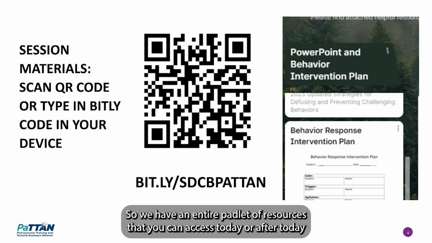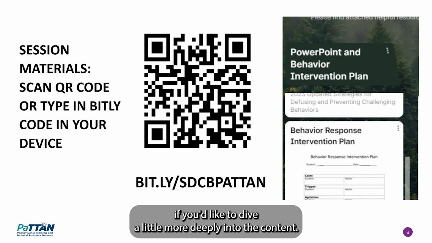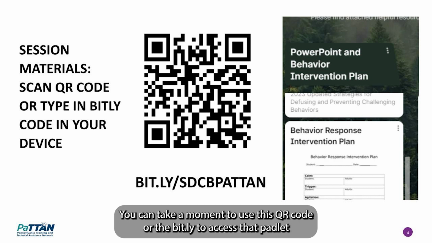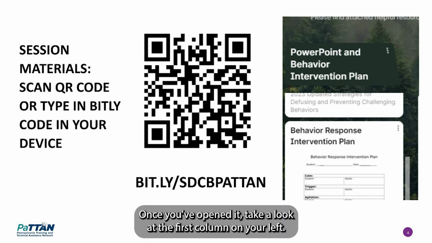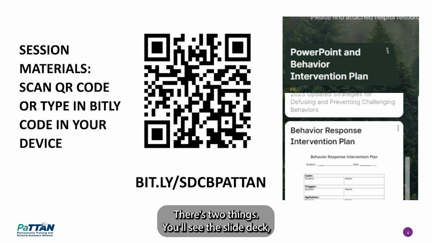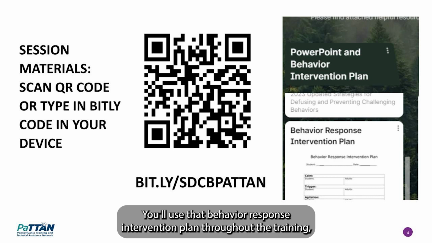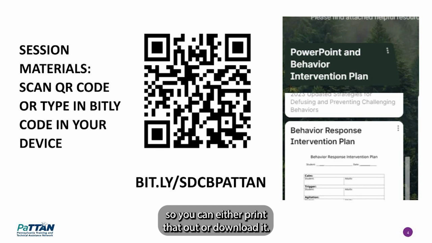So we have an entire Padlet of resources that you can access today or after today if you'd like to dive a little more deeply into the content. But for today, we'll just need one thing along with the videos that you're watching. You can take a moment to use this QR code or the bit.ly to access that Padlet. Once you've opened it, take a look at the first column on your left. There's 2 things. You'll see the slide deck, and then you'll see a form entitled Behavior Response Intervention Plan. You'll use that Behavior Response Intervention Plan throughout the training, so you can either print that out or download it.